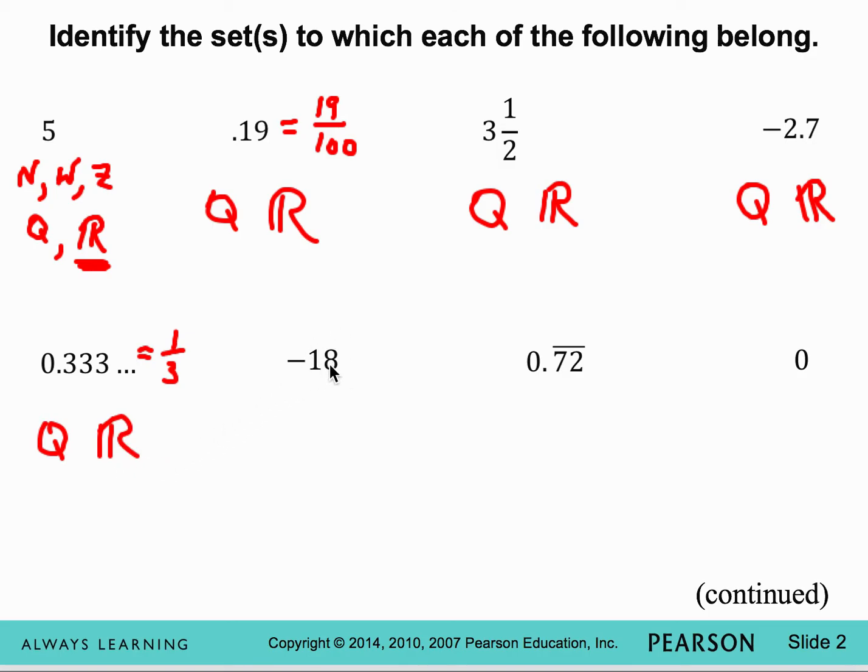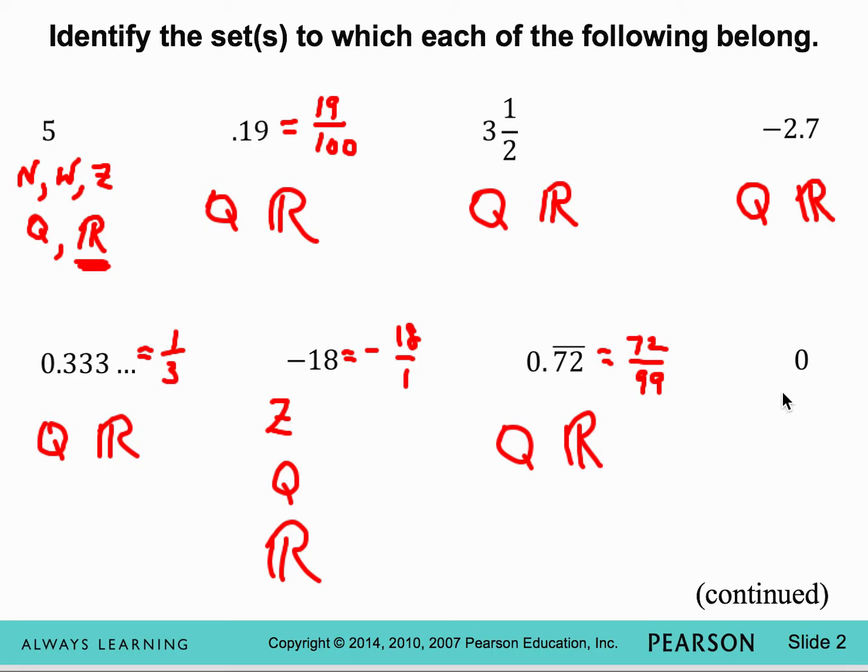Okay, this is a counting number. It's not a whole number, but it is an integer. It's also a rational number because you can write it like a fraction. So it's also rational and it's real. Another repeating decimal. So it's a fraction. We don't have to know this, but that's 72 over 99. Right? Any repeating decimal we can write like a fraction. So it's rational and it's real.